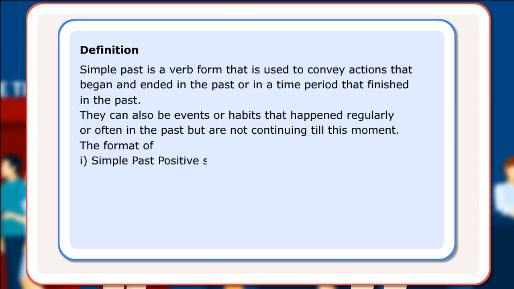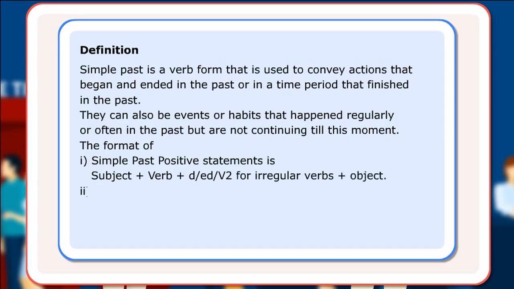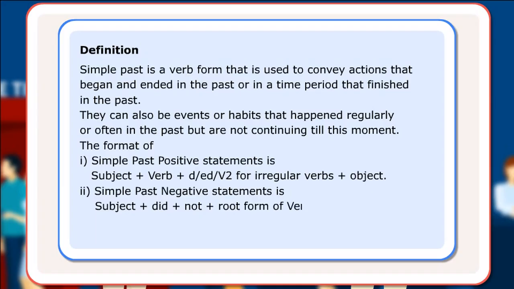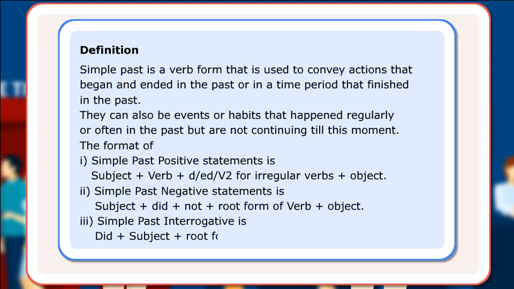1. Simple past positive statements is subject plus verb plus D or ED, or V2 for irregular verbs, plus object. 2. Simple past negative statements is subject plus did plus not plus root form of verb plus object. 3. Simple past interrogative is did plus subject plus root form of verb plus object.